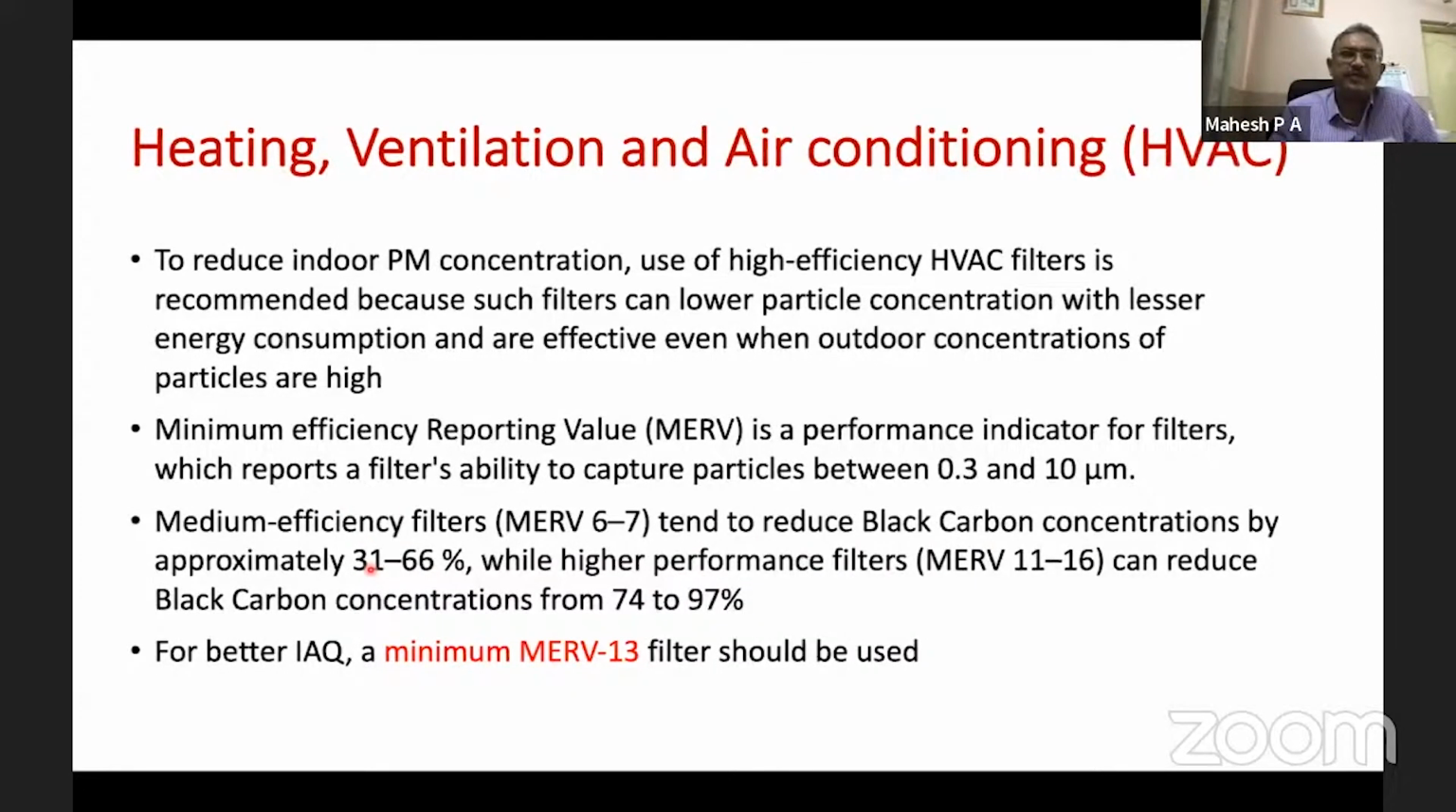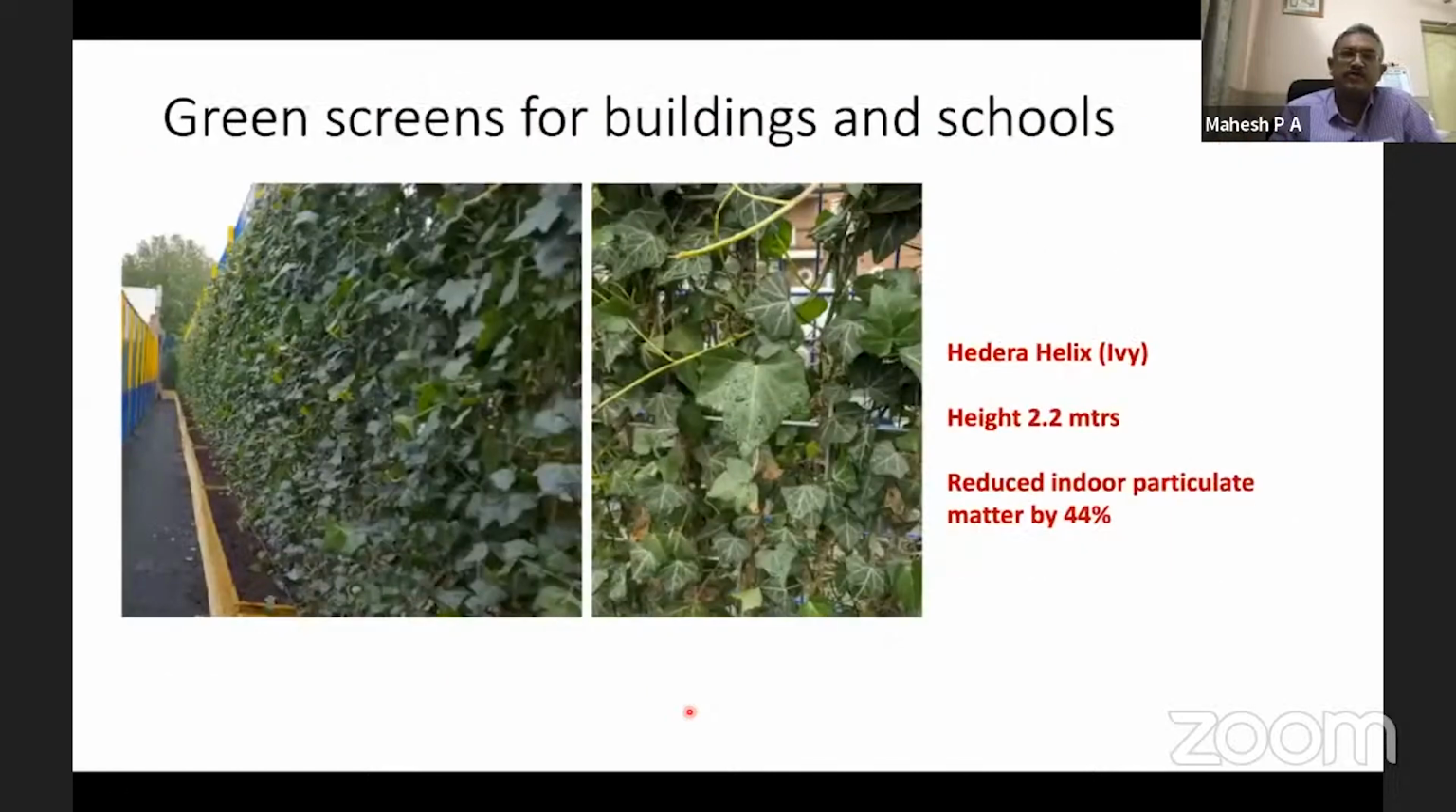Now, HVAC is important. So for the filter, we need something called the minimum efficiency reporting value, and a minimum of MERV 13 is needed. If it is 6 to 7, the black carbon is reduced by about 31 to 66%. But if you go to 16, you can go up to 97% reduction. So that is the kind of filter that should be used when you're talking of air pollution.